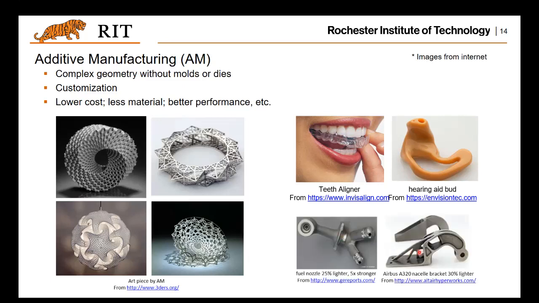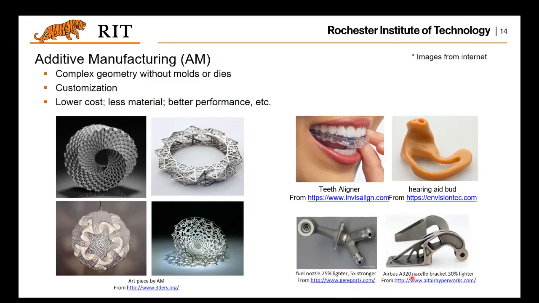Also here shows two examples in the aircraft applications. The left one is a fuel nozzle, which is 25% lighter and 5 times stronger compared to its old counterpart. And that is produced by the GE.